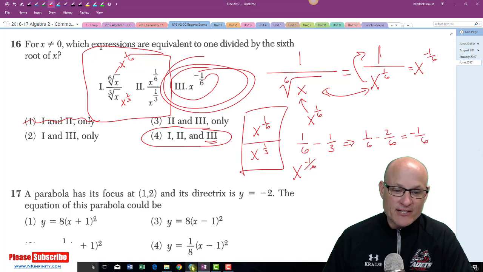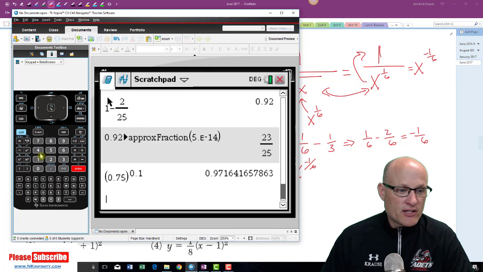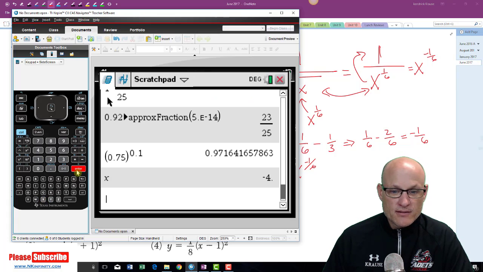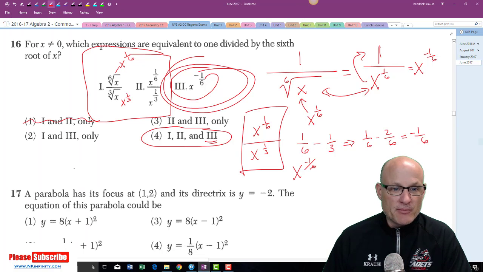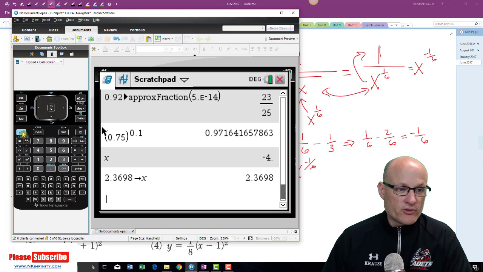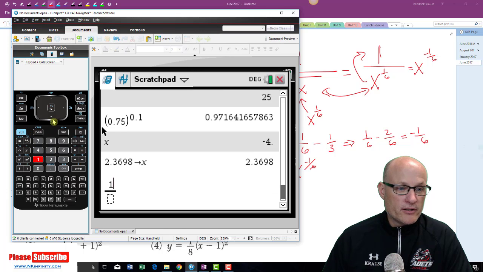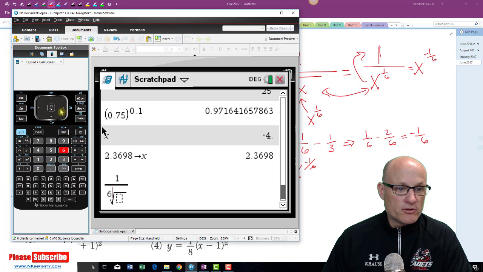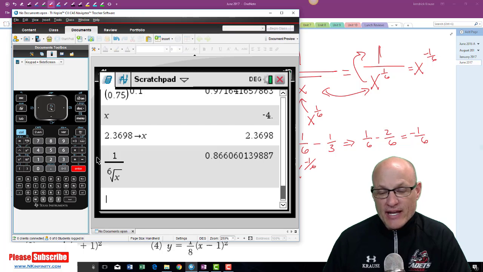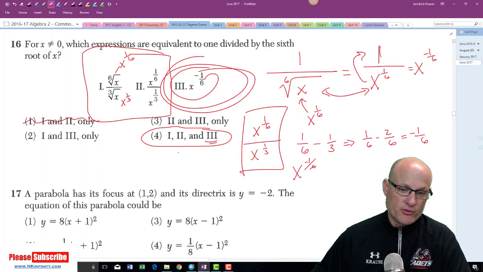Now, how could I have done it differently? I could have done this. Let's just see what's in x. Nope, we don't want that. So 2.56, something random, store it in x. And then I just typed them in. Well, I have to go back to my original, which is 1 divided by the 6th root of x. And then just type in all the answers and make sure you get that. But choice 1, 2, and 3 would all work.